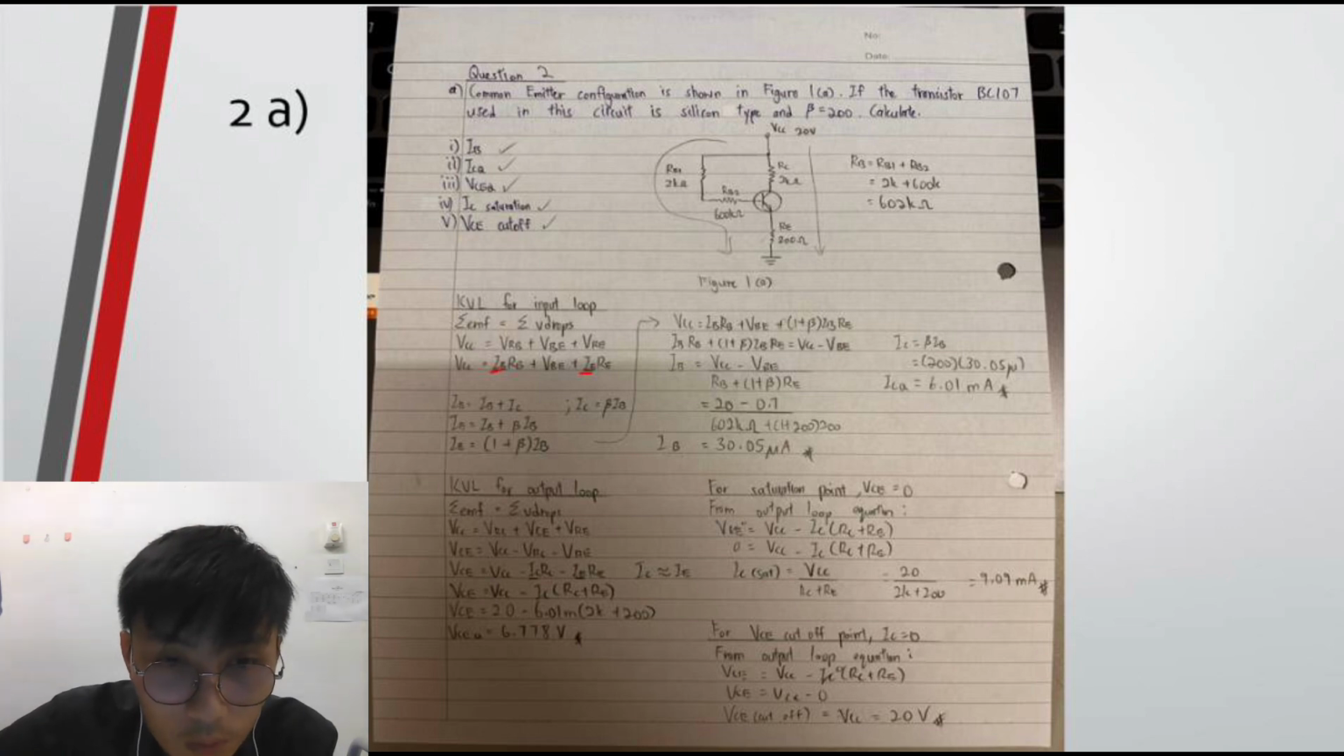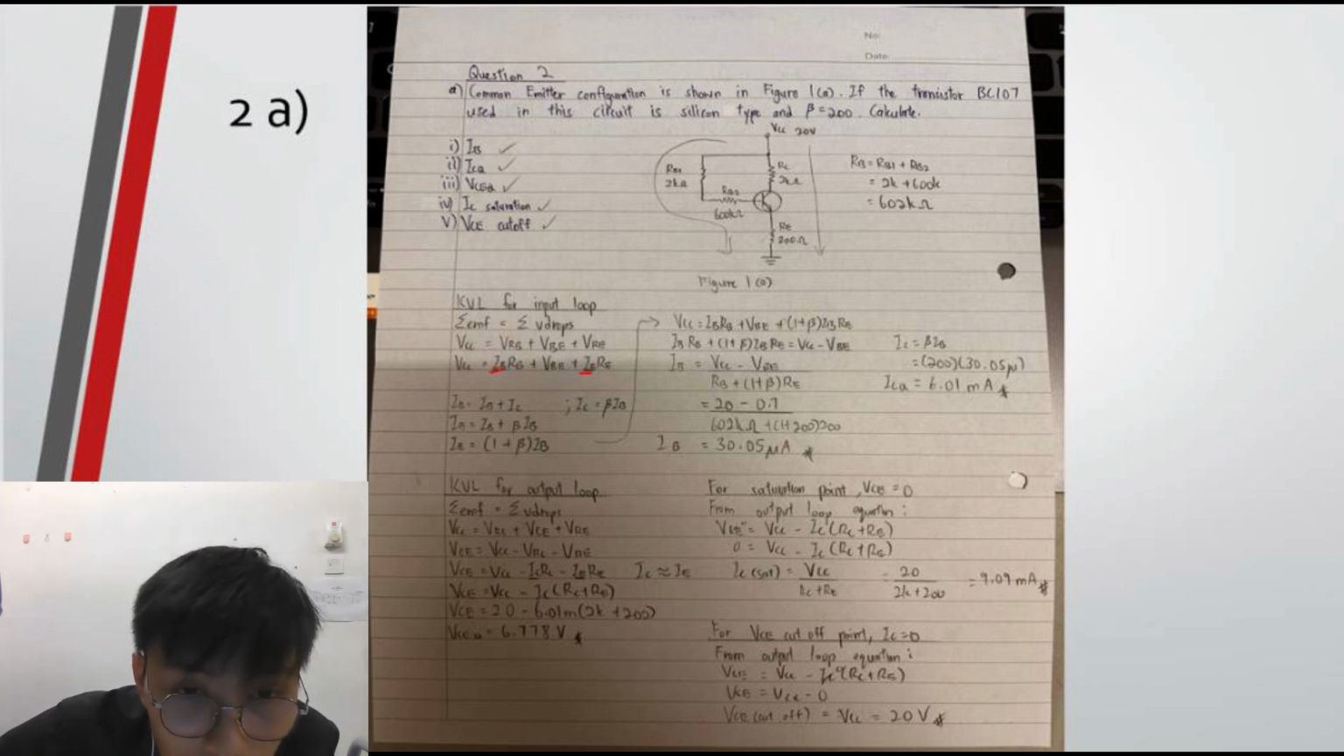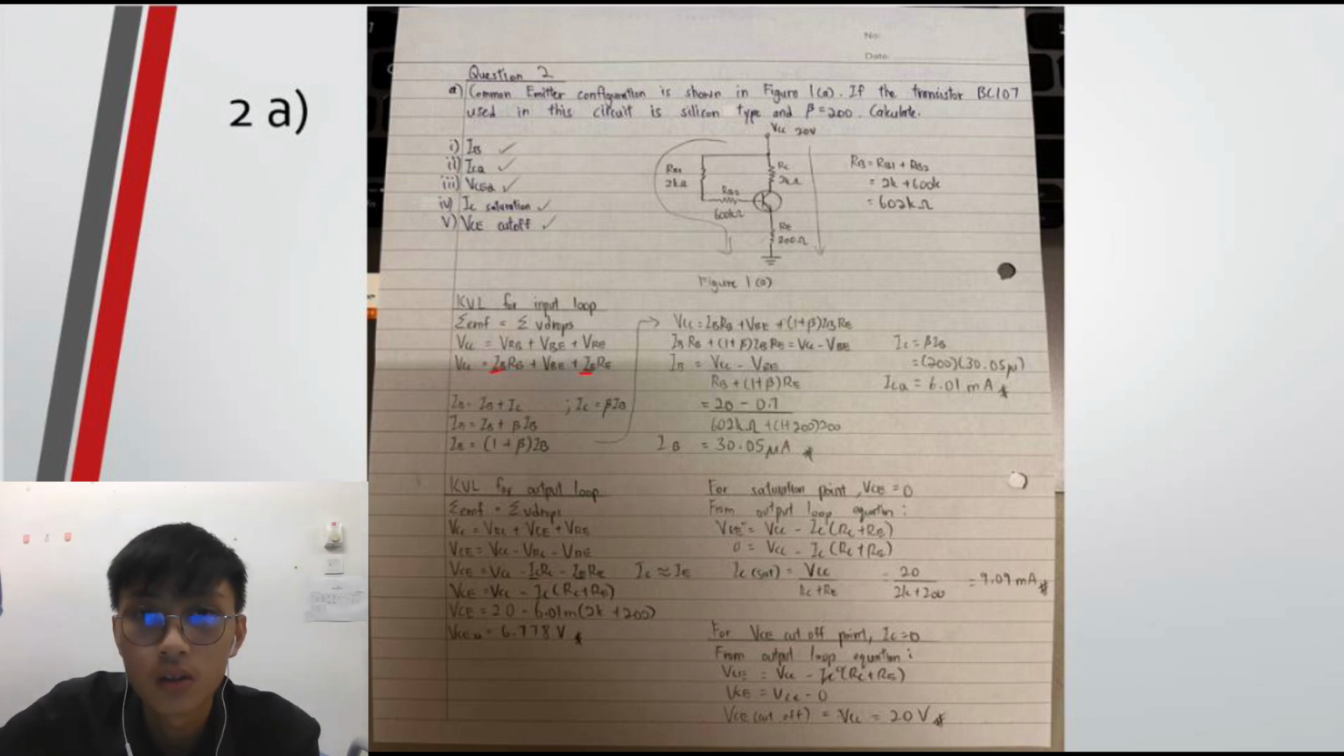And it will become VCE equal to VCC minus ICRC minus IERE. So we know that IC is also equal to IE, so we can factorize like this: VCC minus IC times RC plus RE. And then we substitute the value, and we will get the VCEQ is equal to 6.778 volt.